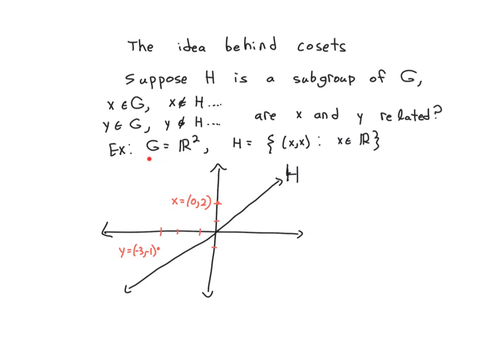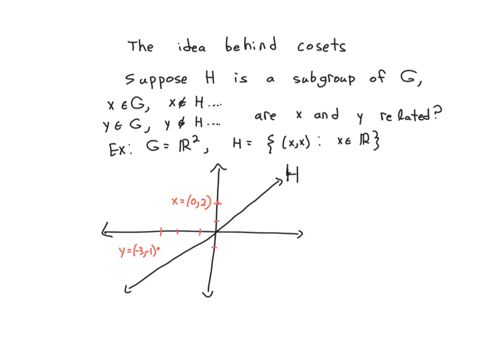And here's my starting example. Let G be R squared, which we've seen is a group with respect to addition. That was one of our in-class assignments. Good job. Let H be the set of ordered pairs, the set of points where the x and y coordinate, the first and second coordinate, are the same.